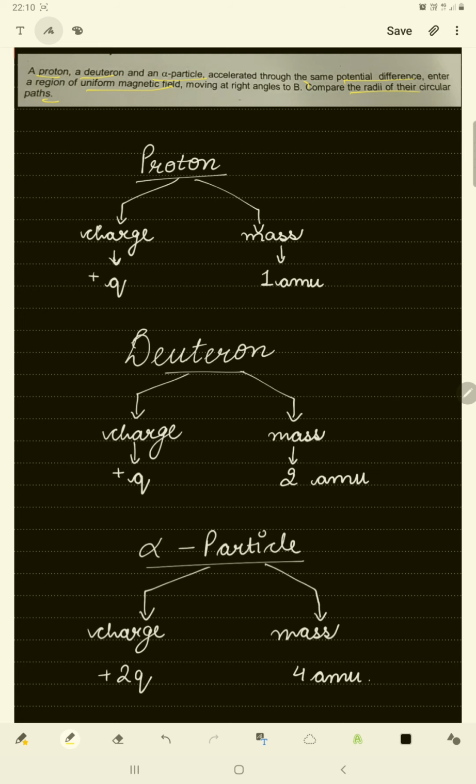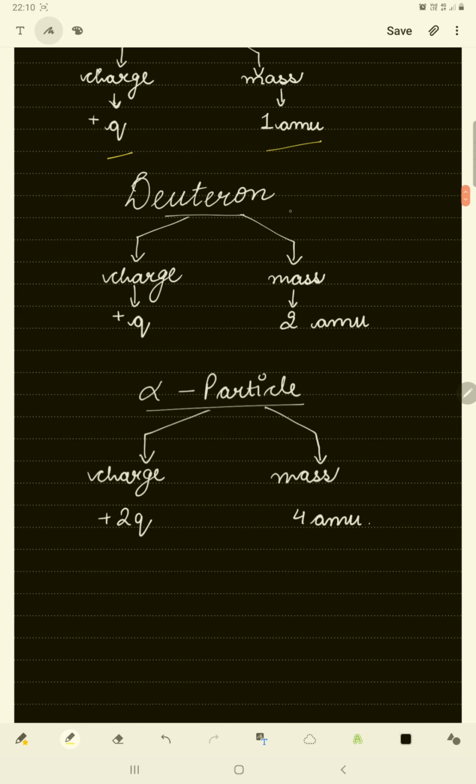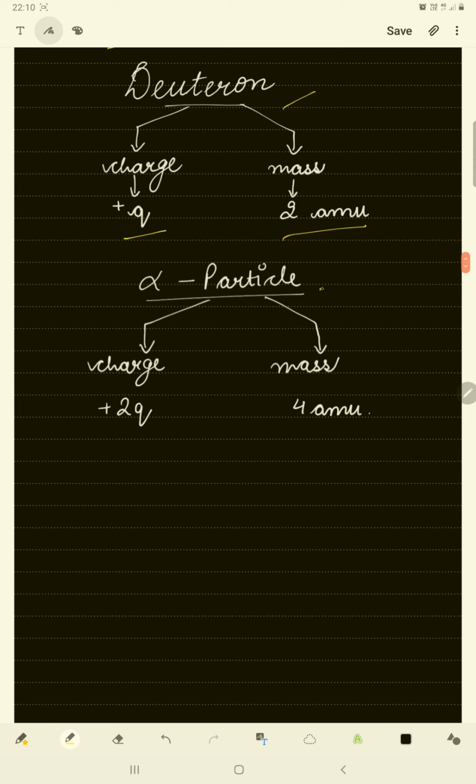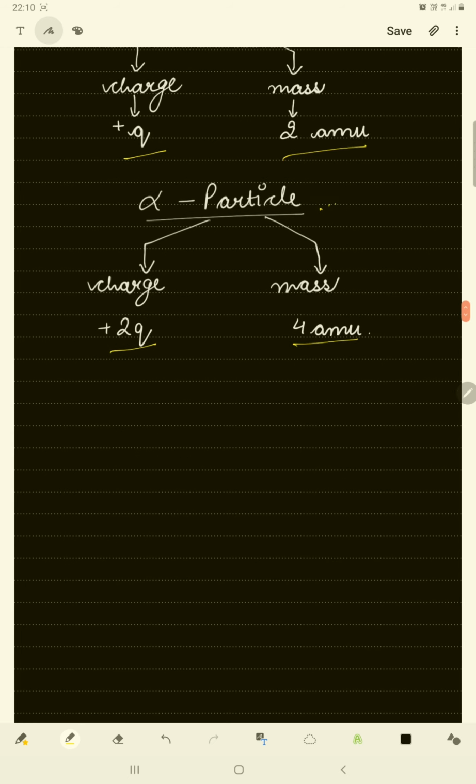So just a prerequisite that you need to know is that for a proton the charge is positive q and the mass is 1 amu. Same for the deuteron, the charge is positive q and the mass is 2 amu. For the alpha particle we have charge as 2q and mass as 4 amu.